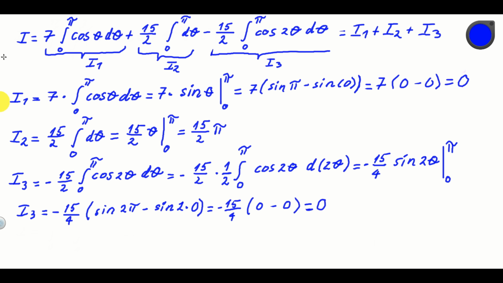So our integral I only becomes equal to I2, and let's write it here. I is equal to I2 since I1 and I3 are 0, and this is equal to 15 over 2 pi. And that's it. This is the solution of our problem. It's not complicated.